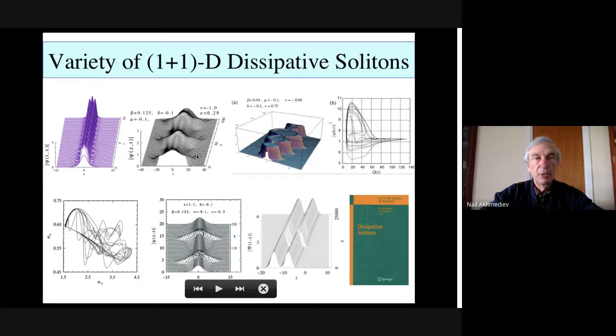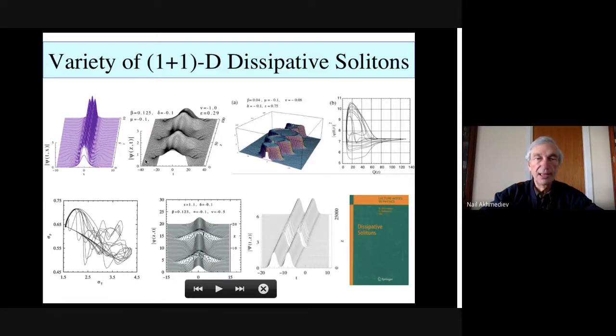Another type of dissipative soliton is the pulsating soliton. This soliton changes its shape in propagation. It changes its shape periodically, and after one period, it returns exactly to the same shape as at the beginning of this simulation. And after the second period, again, it returns to the same shape.